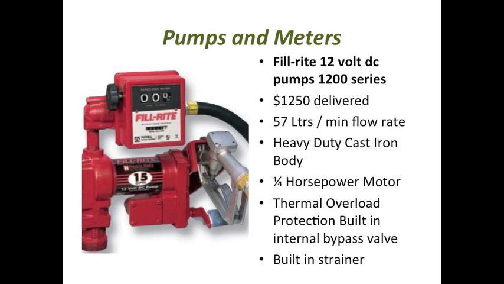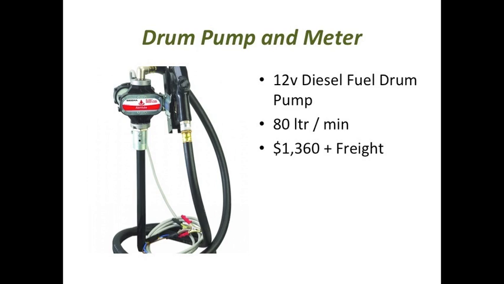This meter is an example of a pump and meter package, which is great if you don't have an existing pump. As you can see, at $1,250, it's great value. It does have a lower flow rate though. This is another example of a pump and meter package. This is great for fuel drums if you're using them at different locations around the farm.